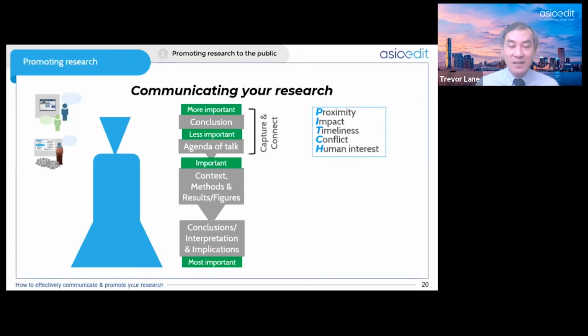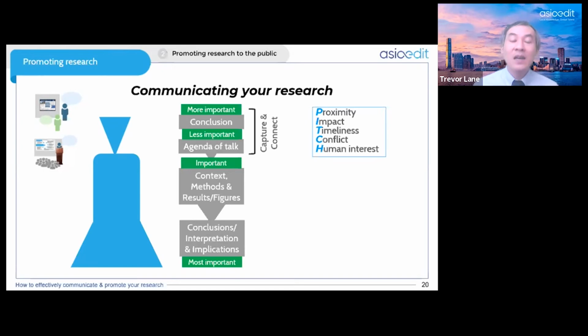Then they'll sit in their seats or stand by your poster and they'll listen more. So a word here that's useful is pitch. P stands for proximity. What you present first has to be close to the reader or audience for them to care. It has an impact, so it potentially affects them or people they know, or it affects the world.